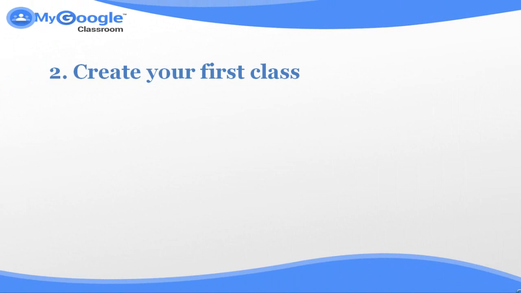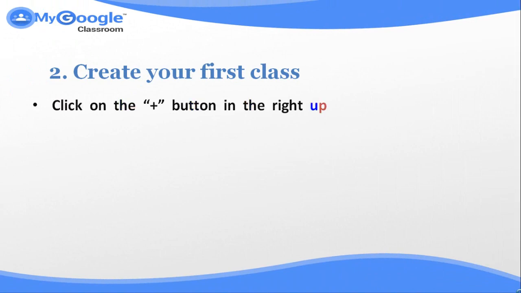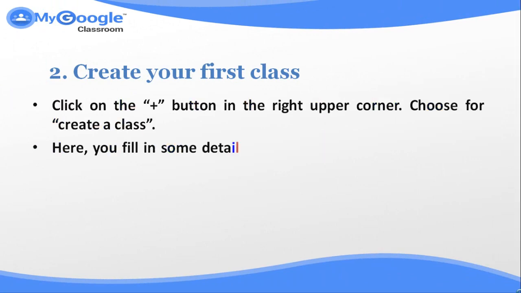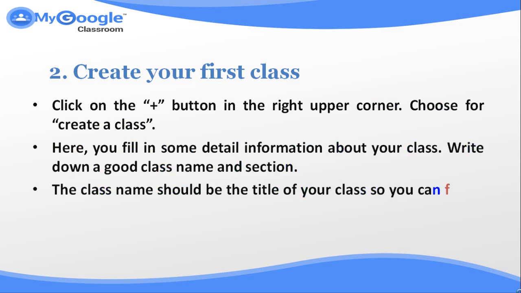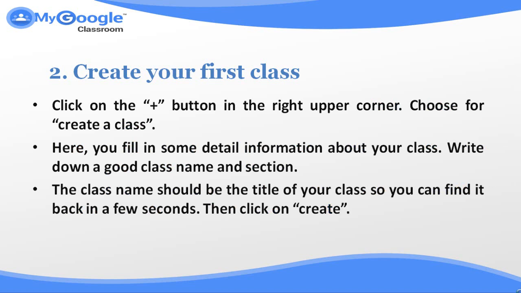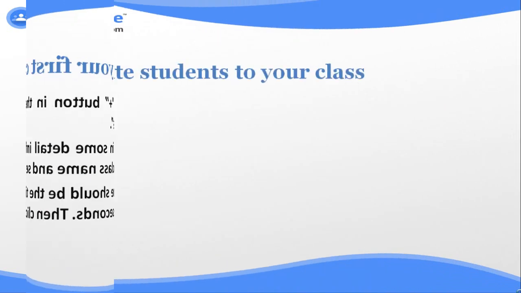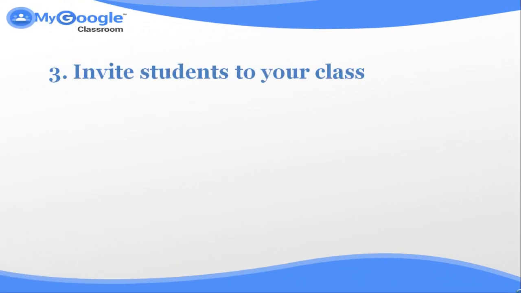Number 2, create your first class. Click on the plus button in the right upper corner. Choose Create a Class. Here you fill in some detailed information about your class. Write down a good class name and section. The class name should be the title of your class, so you can find it back in a few seconds. Then click on Create.